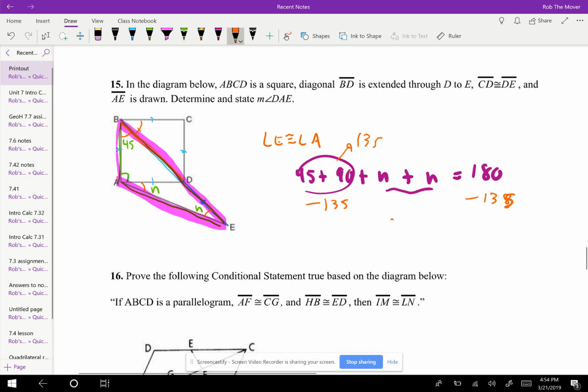So now I got 2n on the left, and the 135 got subtracted, which is nice. 180 minus 135 is 45. And then we divide by 2 on both sides, and we get n is 22 and a half. Okay? You can leave it as 45 halves. You can make it into a decimal. It doesn't say how to leave our answers here, but we're supposed to leave them as an exact answer. So 45 halves or 22 and a half.